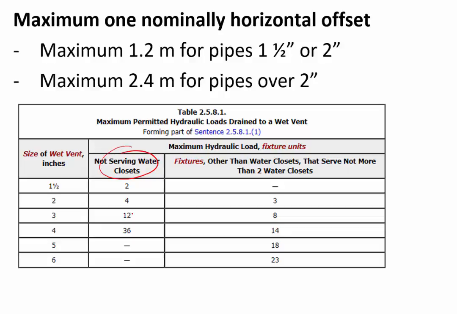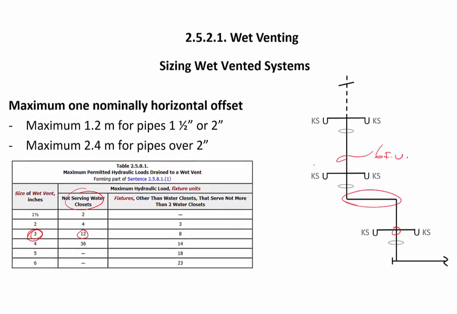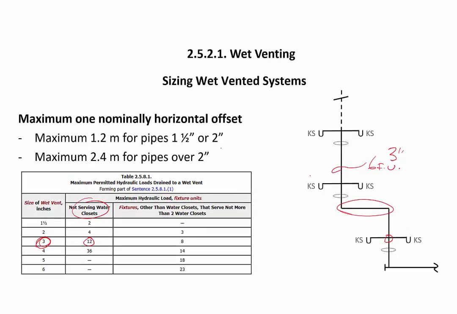exceeding 12, so we could have a 3-inch wet vent would be the size for our kitchen sink stack. So a 3-inch, that would allow us to have a maximum 2.4 meter length of offset.